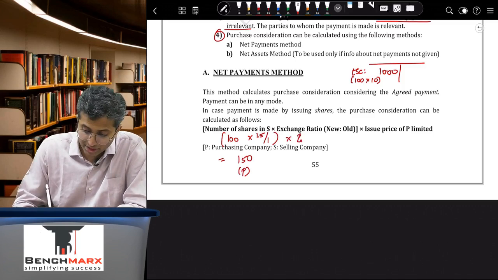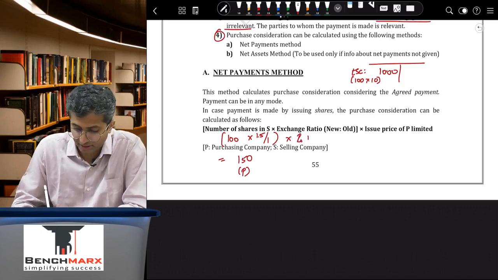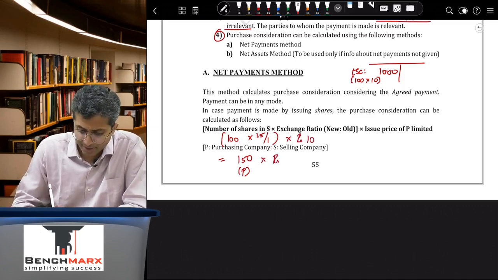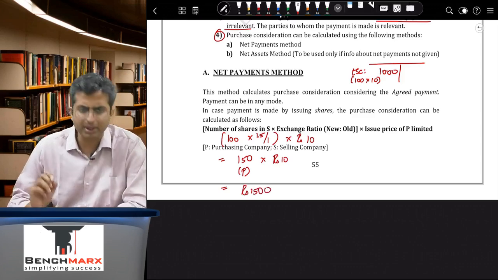Achha, each share of the purchasing company is worth how much? Well, if nothing is given, we'll assume the face value. If a specific issue price or intrinsic value is given, we can take that. So this will come to, let us say, 1500.